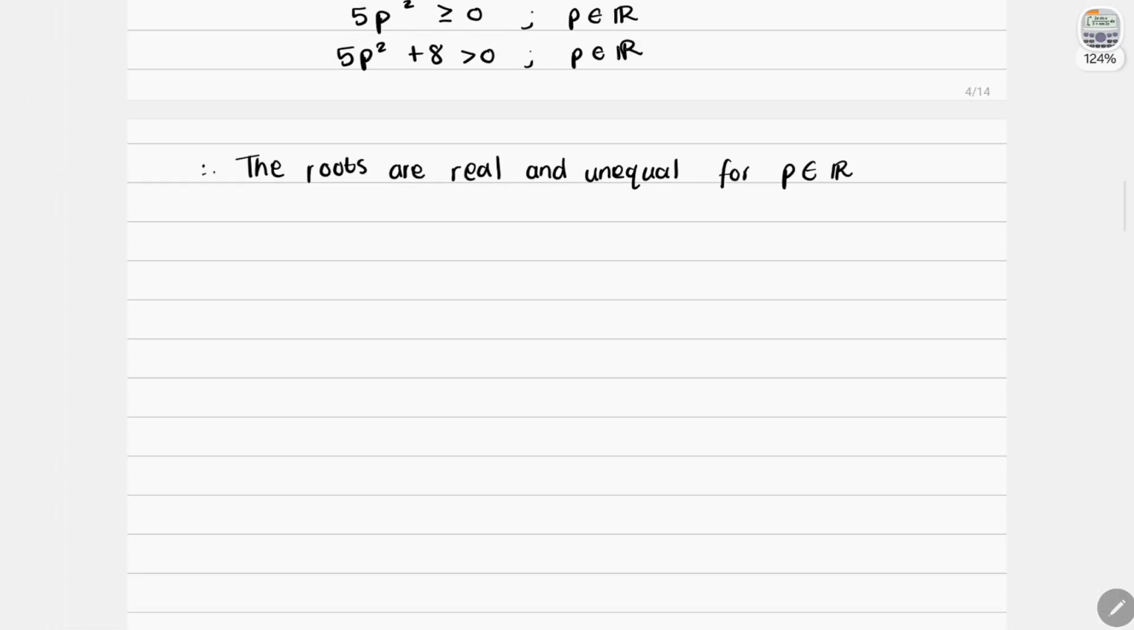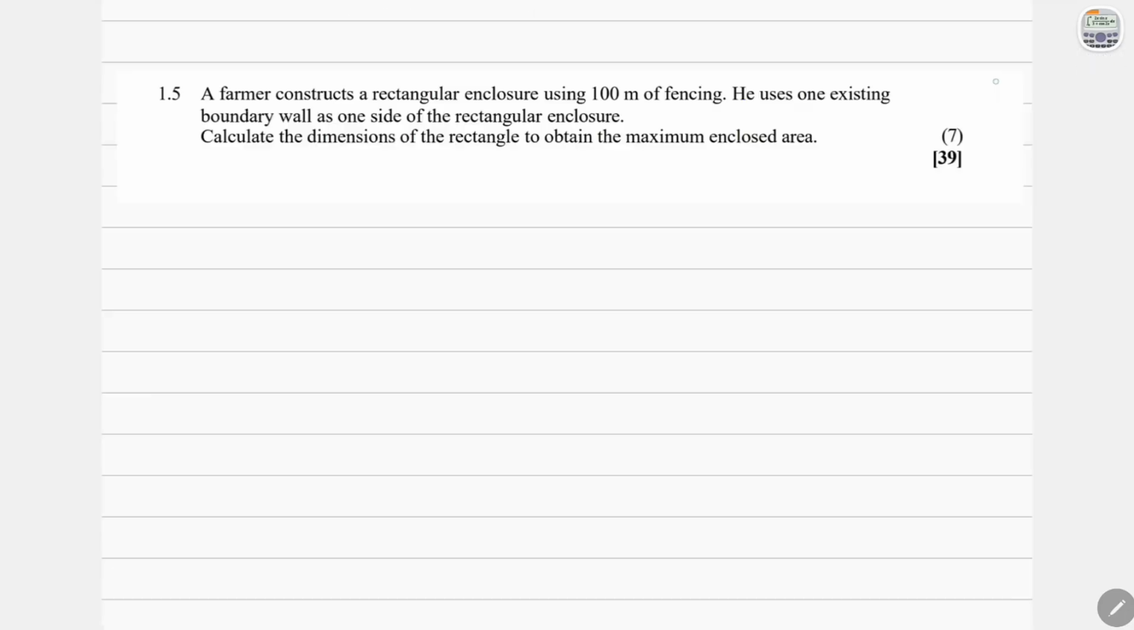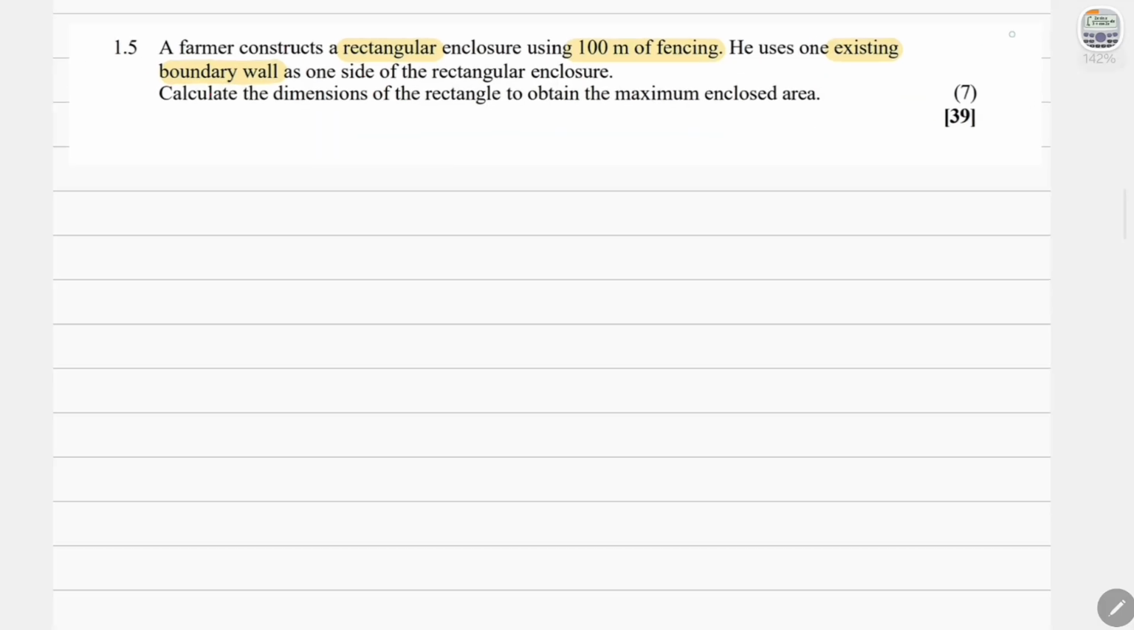Moving on to the next question. Question 1.5 says, a farmer constructs a rectangular enclosure using 100 meters of fencing. So the shape that we're going to draw creates a rectangle, and he uses 100 meters of fencing. This is going to be very important when you're thinking about a 2D shape. He uses one existing boundary wall as one side of the rectangular enclosure. So an existing wall. So one side in this rectangle would be missing.